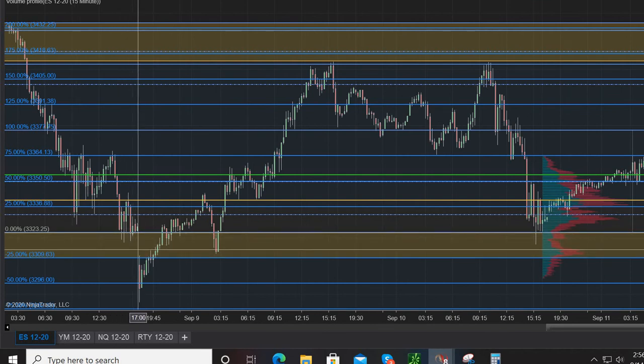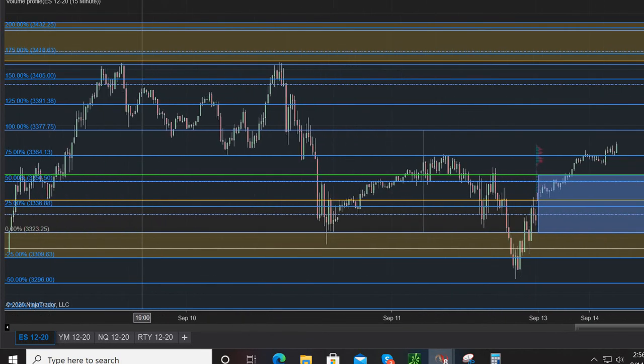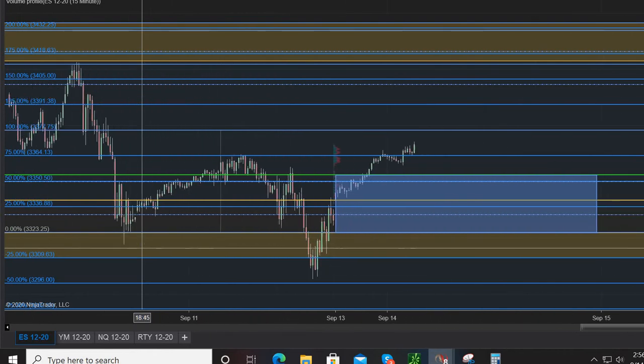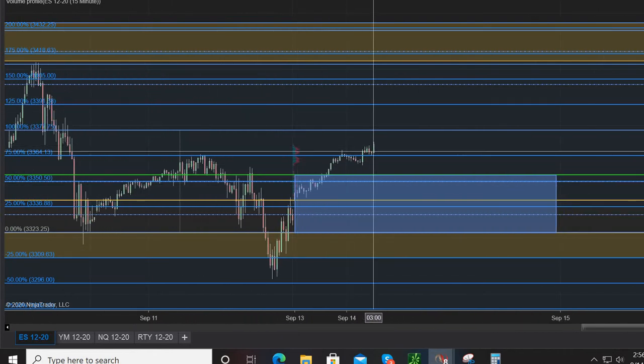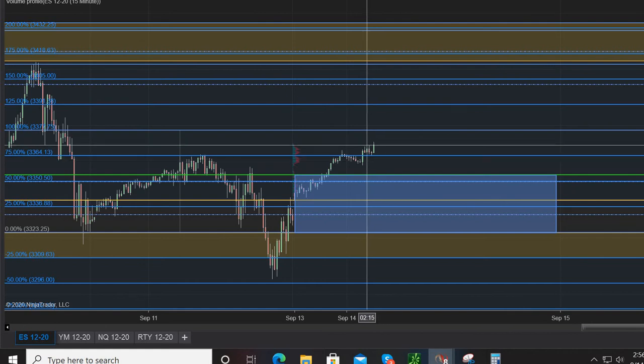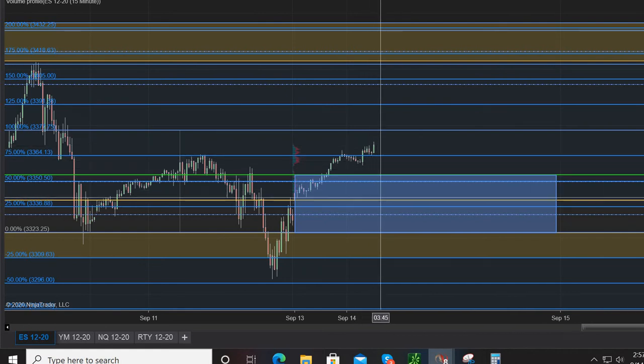We had a gap here. What I would like to see as a decision point tomorrow is if we get past this POC, or once we get to settlement. I think settlement's really going to be a decision point in regards to tomorrow, or today rather, for the NY session, to see what happens. So that's your ES, and be cognizant of that.